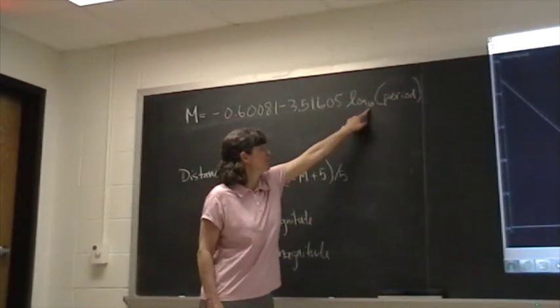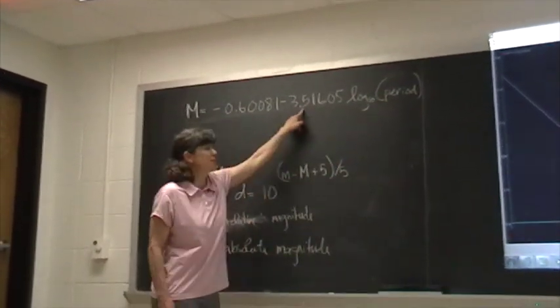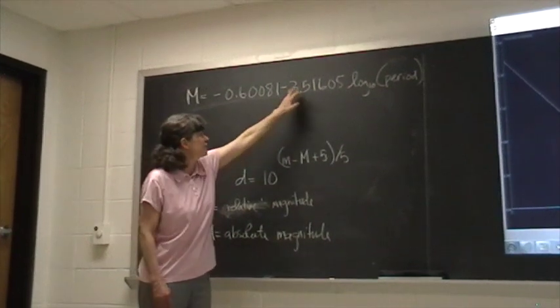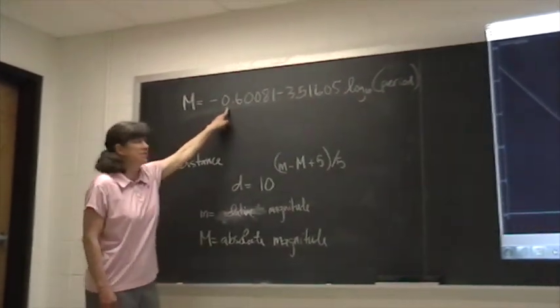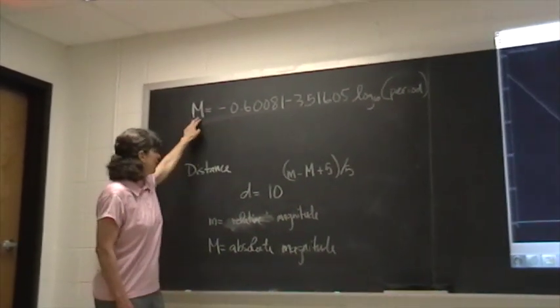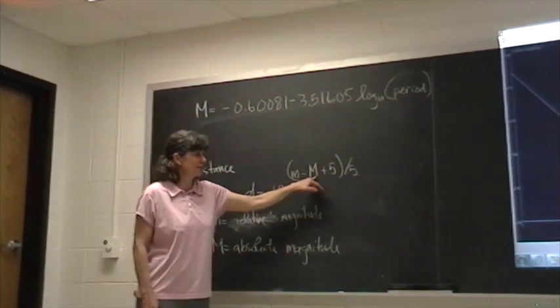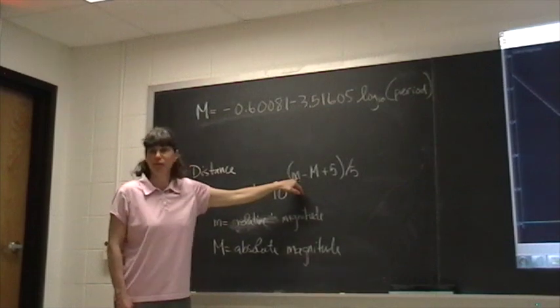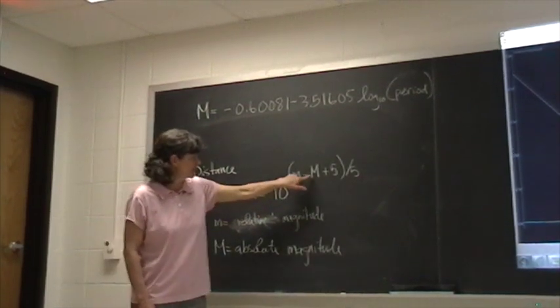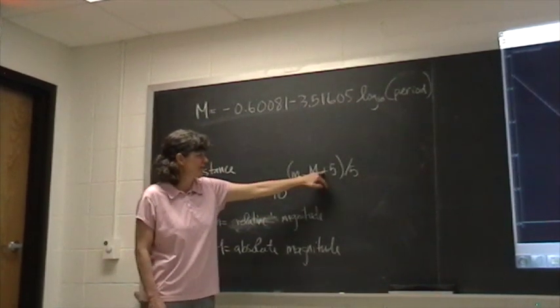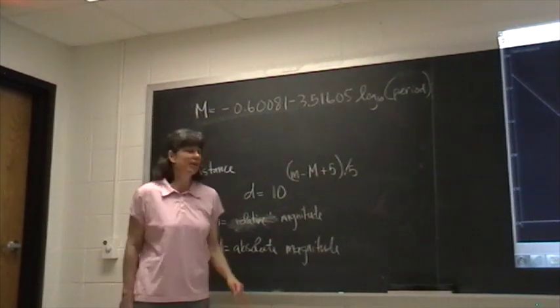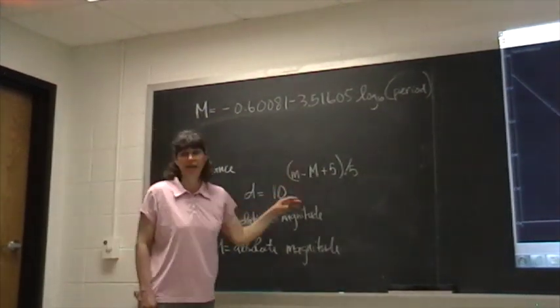You take the log base 10 of the period, you multiply it by this constant, and then you subtract that product from this negative value right here, and that will give you the absolute magnitude. Once you have the absolute magnitude and you have the average relative magnitude, you can take the difference between these two, add 5, divide that by 5, and then take 10 raised to that result.